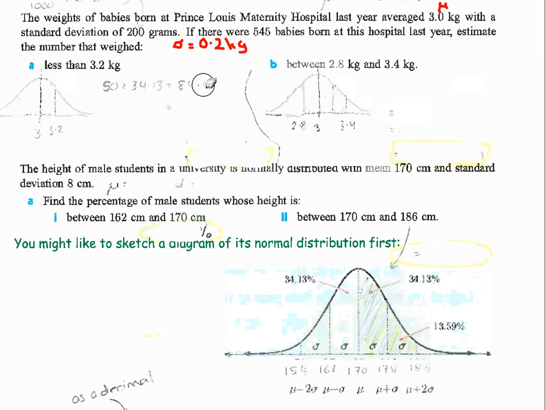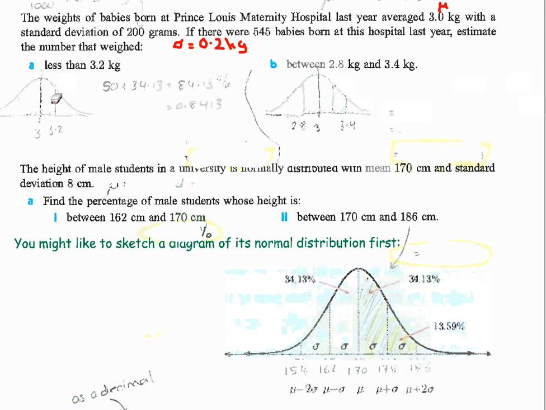84.13%. As a decimal though, when you're trying to work out how many you get, it's not asking for a percentage, it's asking how many babies. So when you convert the percentage into a probability, you just divide it by 100. 0.8413. So that's the probability that the baby was less than 3.2 kilograms.